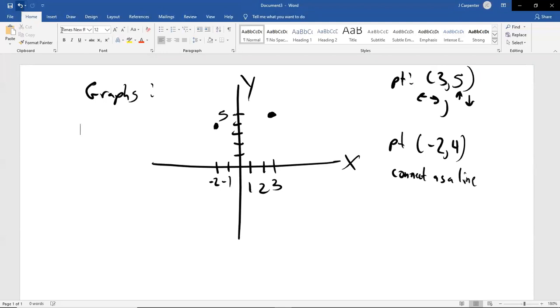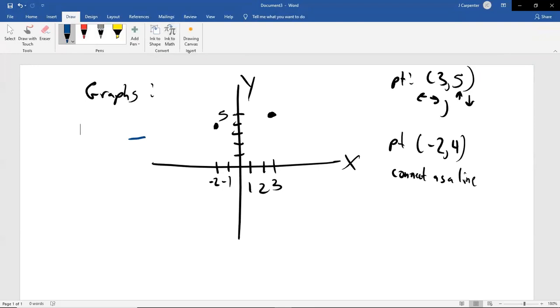And I'll do a different color. So I'm just going to do this without a ruler, without my phone, as best as I can. Actually, that's pretty good. Sometimes my palm catches a little more on this slate. Fortunately, there's an undo button. There's a line. That's a graph of a line.